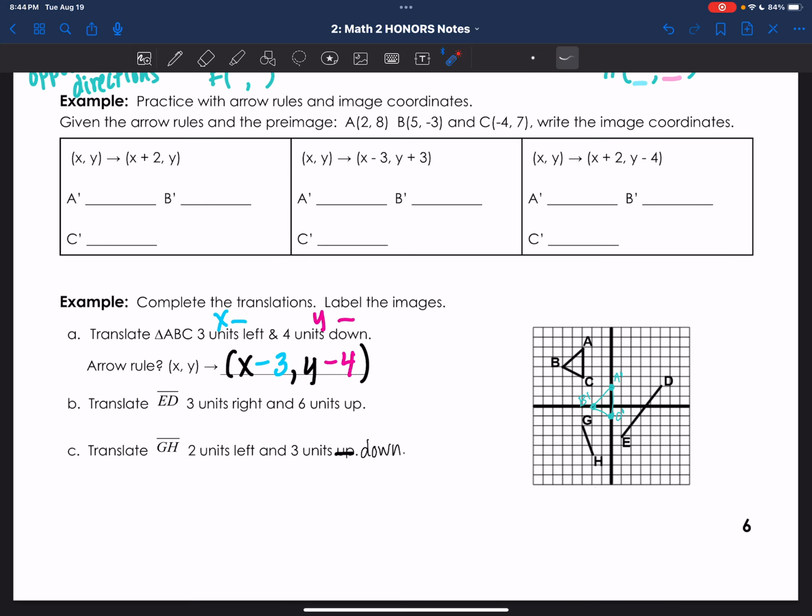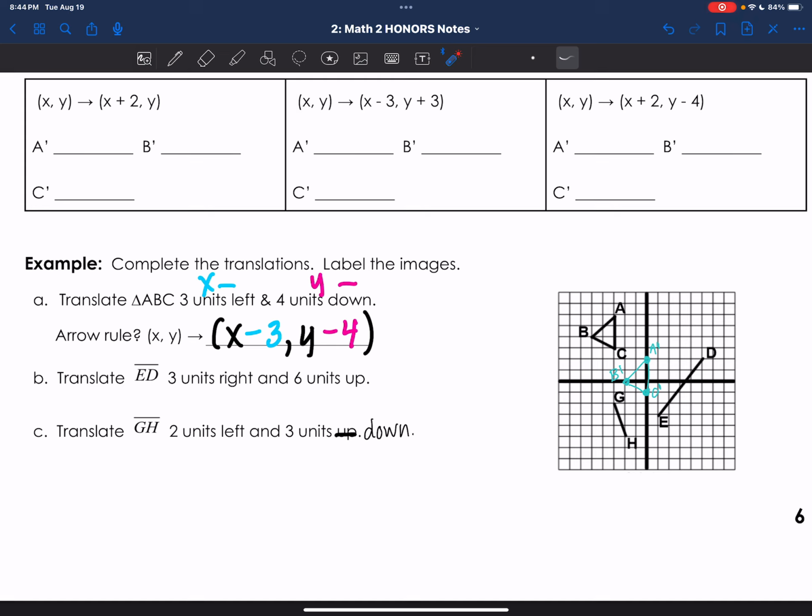All right, now down here, it's just giving us words. So you're going to translate triangle ABC, 3 units left. So that means you're going to subtract, x minus 3, which is what I have here. And then down goes with the y's. So if it's 4 units down, you're just going y minus 4. So again, it's just telling you what direction to go.